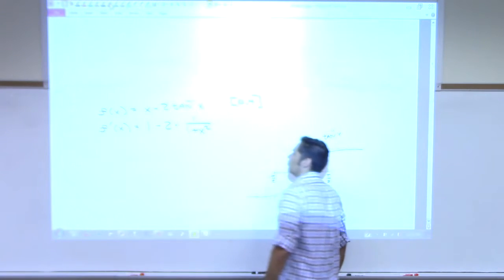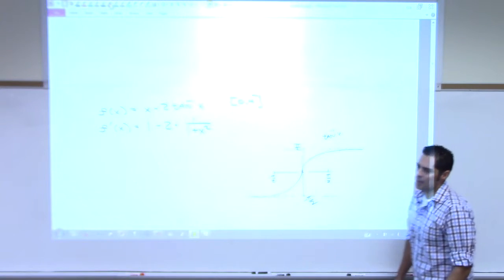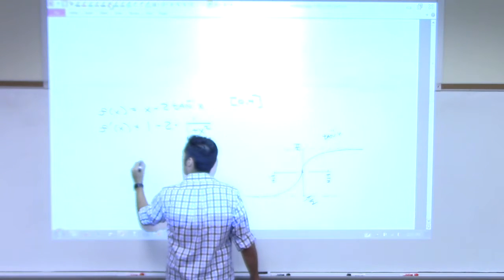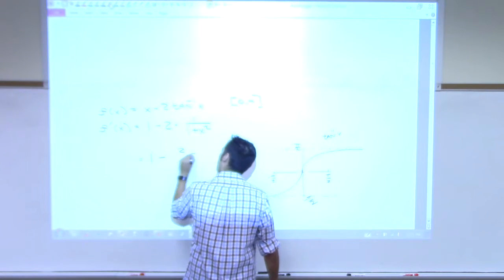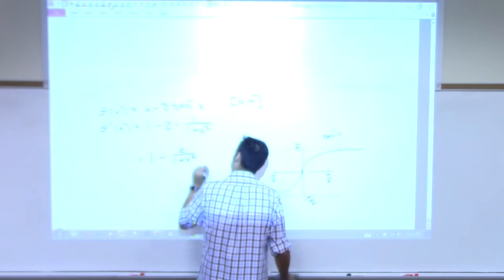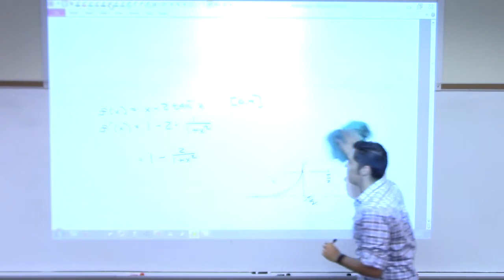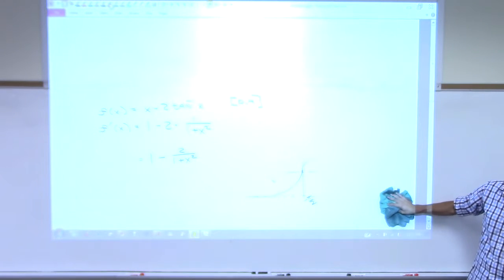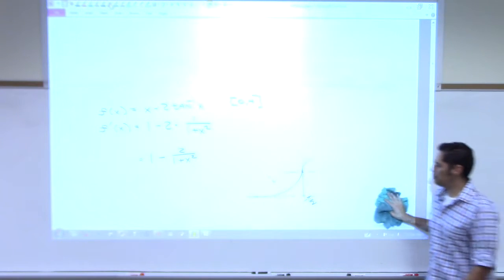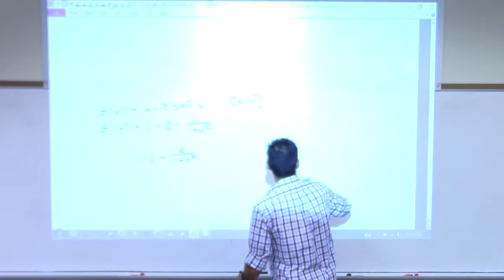There's your derivative. And if I just rewrite it, I could put 1 minus 2 over 1 plus x squared. Everyone agree that's my derivative? It actually doesn't look too bad, does it? This problem may not be as hard as I thought it was going to be.